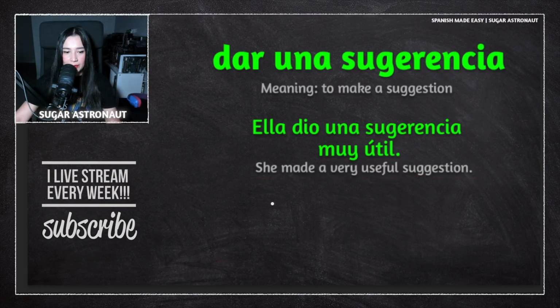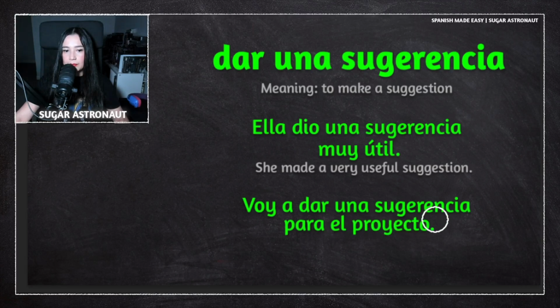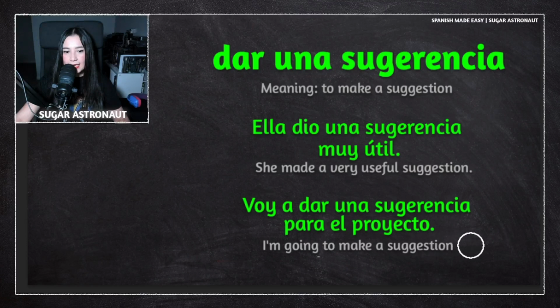Now let's look at the last example, guys, and that's gonna be it. Voy a dar una sugerencia para el proyecto. We talked about a similar example when we started talking about the verb sugerir. Voy a sugerir una idea. It was something like that. Para el proyecto. So it's very similar. You can use dar una sugerencia if you don't want to say to suggest, you're just making a suggestion, or you can use the verb sugerir if you want to say suggest. So this means I'm going to make a suggestion for the project.